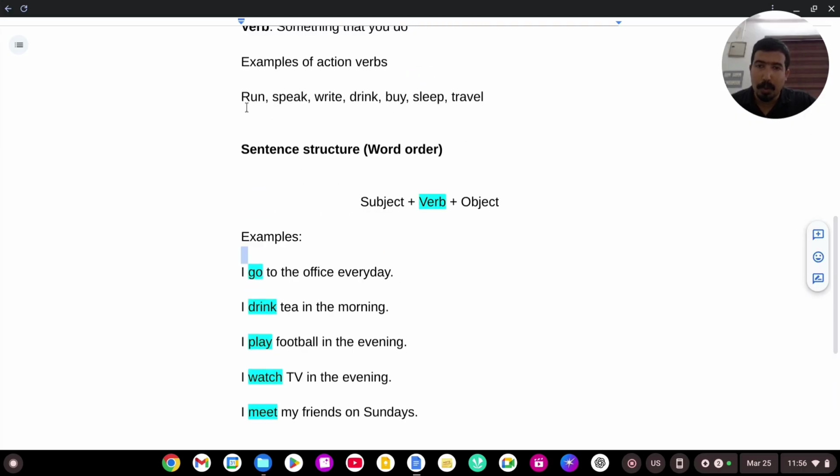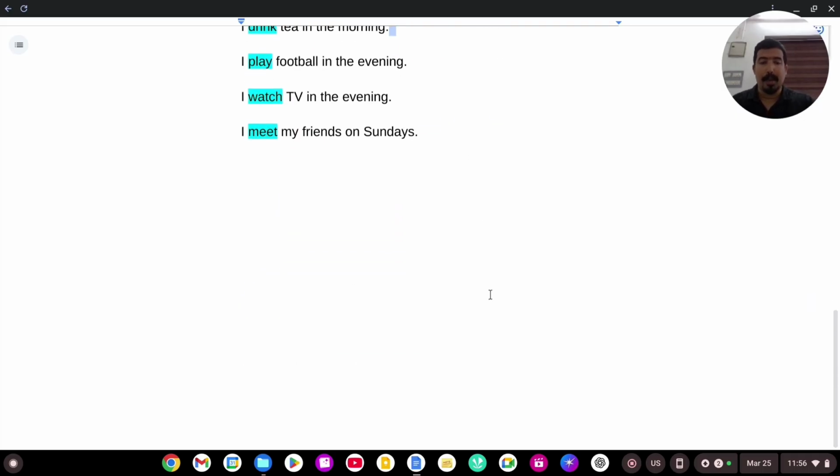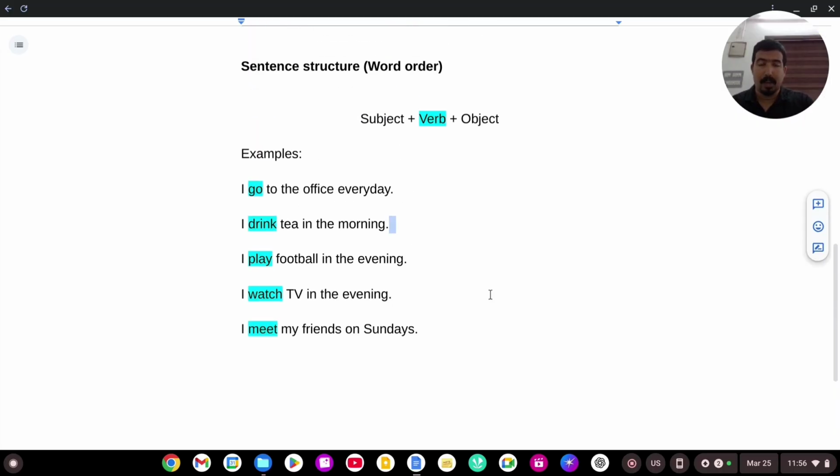Just like I told you about the sentence structure in English, make sure the verb or the action part comes in the middle. I hope you are crystal clear about this, and if you have any doubts, you can ask in the comment section.